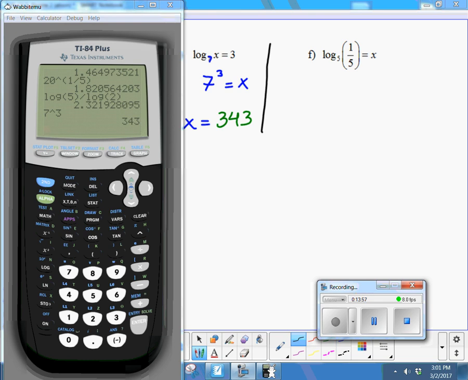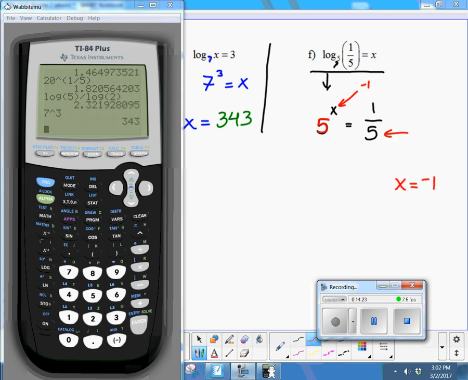Okay, number F. Again, it's in log form. I don't like log form. Let's try exponential form. Base of 5 right there to the x equals 1/5. Best way to solve this is by knowing something. If you want to take a 5 and put it in the denominator, that exponent would need to be -1. So x equals -1.